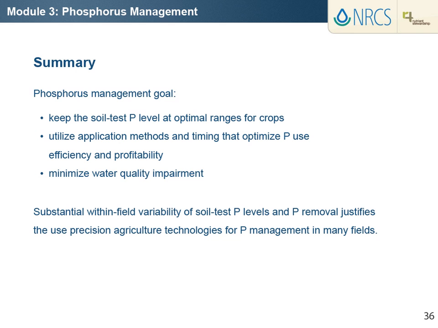Large within-field variability of phosphorus soil test levels and phosphorus removal with harvest in most agricultural areas justifies the use of appropriate soil sampling, soil testing, application methods, and variable rate application technology to increase phosphorus use efficiency and reduce the risk of phosphorus loss to water resources.